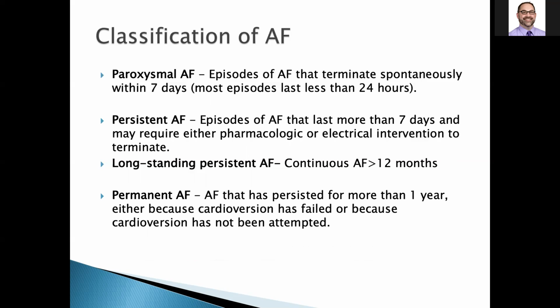Paroxysmal atrial fibrillation: episodes of AFib that terminate spontaneously within 7 days. So these are patients that are in and out of AFib. You then have persistent atrial fibrillation: episodes of AFib lasting more than 7 days that may require either pharmacologic or electrical intervention to terminate. So are we cardioverting? Are we giving medications for that? Long-standing persistent atrial fib means they've been in atrial fib greater than 12 months. And then permanent AFib: this is AFib greater than 12 months, but they've also had either treatment failure or the decision has been made not to attempt to get them out of atrial fibrillation.